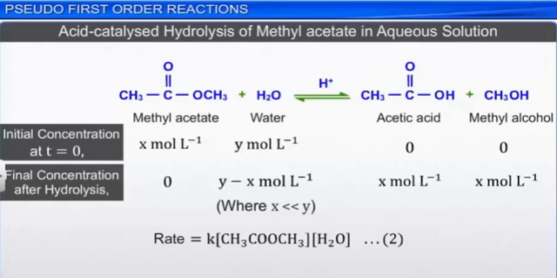You can see from the data that the concentration of water is not altered much during the course of the reaction. Hence, in equation 2, the concentration of water, which practically remains constant, is multiplied by rate constant K to obtain a new rate constant K dash. As a consequence, equation 2 can be simplified and written as rate is equal to new rate constant K dash multiplied by concentration of methyl acetate.